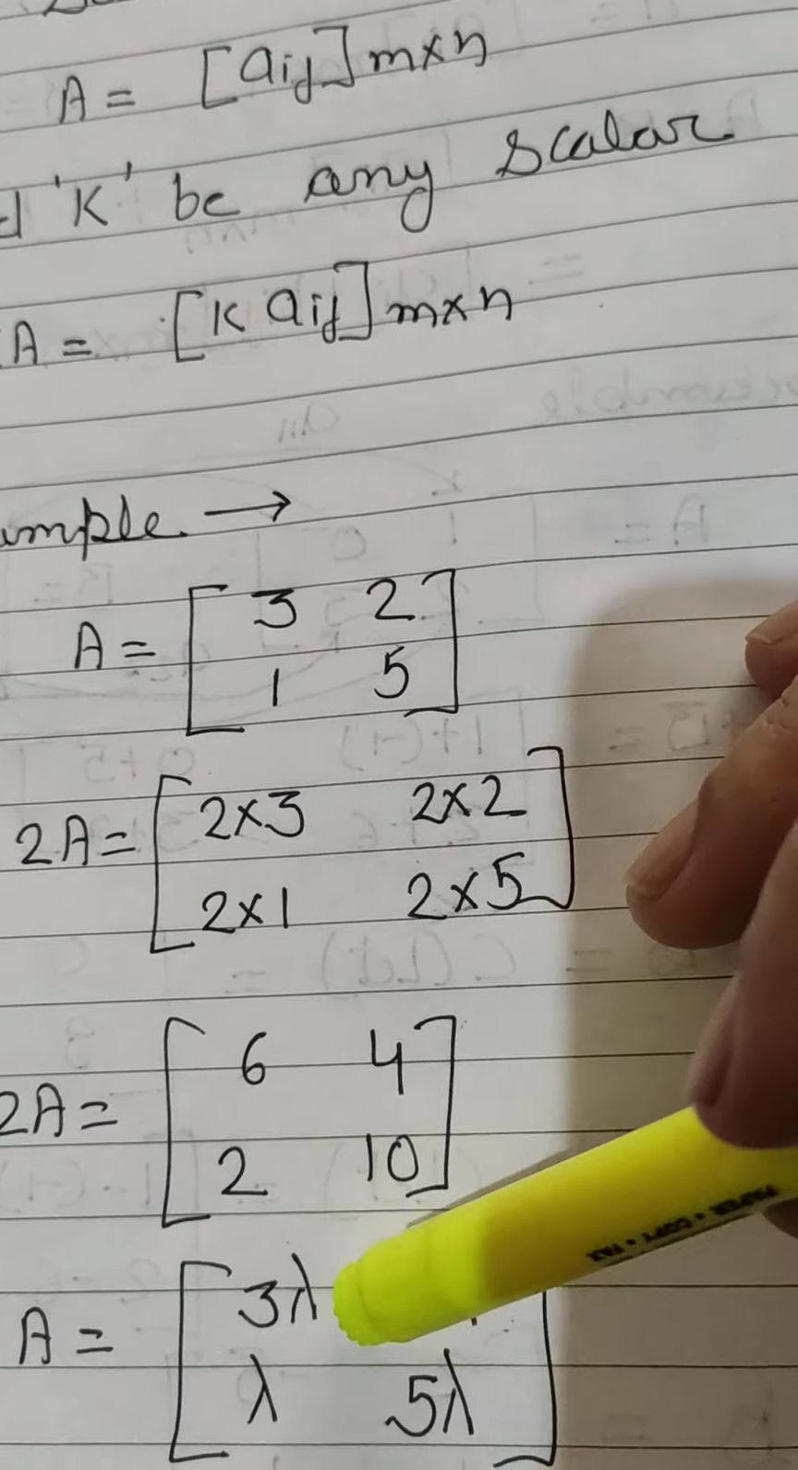If the number of columns of the first matrix is equal to the number of rows of the second matrix, then only its product is possible. And such matrices are known as conformable matrices. So let A be equal to this, B be equal to this. First of all, when we are multiplying, check whether multiplication is defined or not. If it is not defined, you will write that it is not possible. So in this case, AB is possible, but BA is not possible.